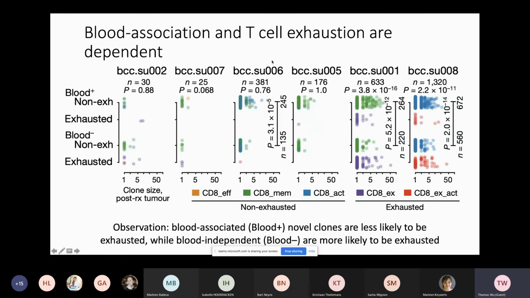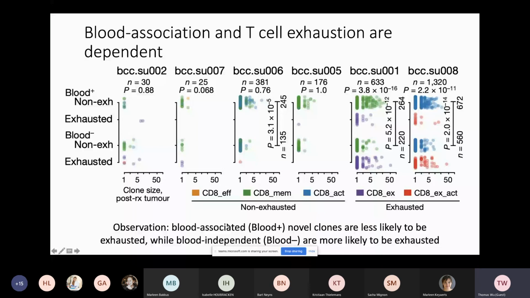To show the relationship between this and exhaustion, we found this interesting pattern. So here again, I'm using this color code as I mentioned before. And the key thing to mention is look at the purple and red. And look at the difference here between those clones which were exhausted and had a sibling in blood, shown here as blood plus exhausted. And they're relatively few. But those clones that were exhausted and did not have a sibling in blood were much greater in number. And these are highly significant relationships. So this difference between exhaustion and their relationship to blood is very interesting.